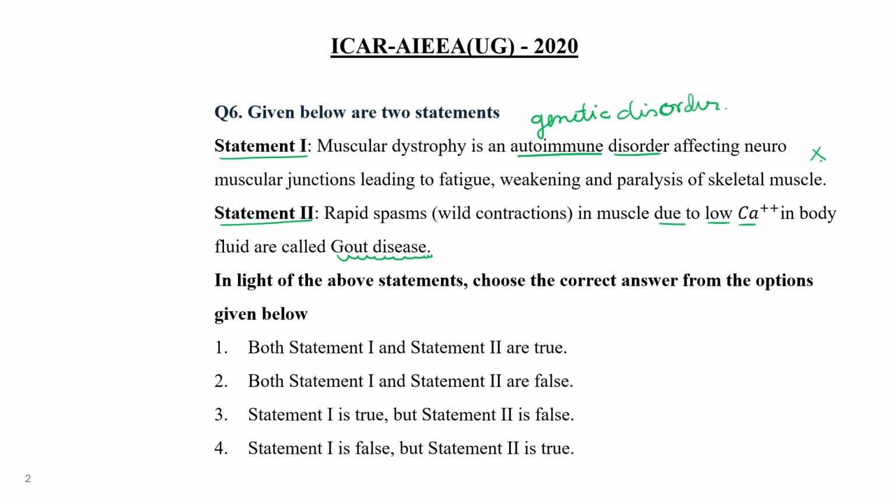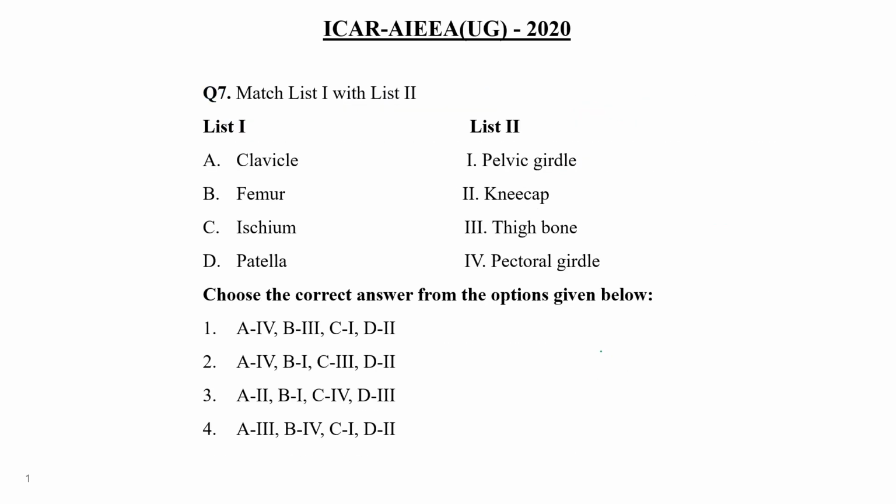In the second statement, they have mentioned that rapid spasm, which is known as wild contraction in muscle, occurs due to a low calcium level, but that type of disease is known as tetany, not gout disease. Okay, so again this is also a wrong statement. So both statements 1 and 2 are wrong, and that is mentioned in choice number 2. So choice number 2 would be the correct answer to this question.